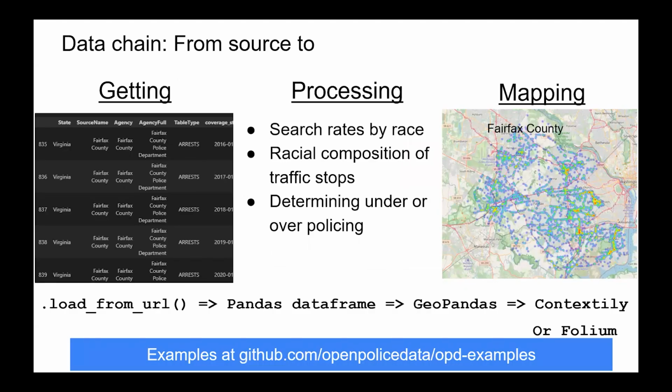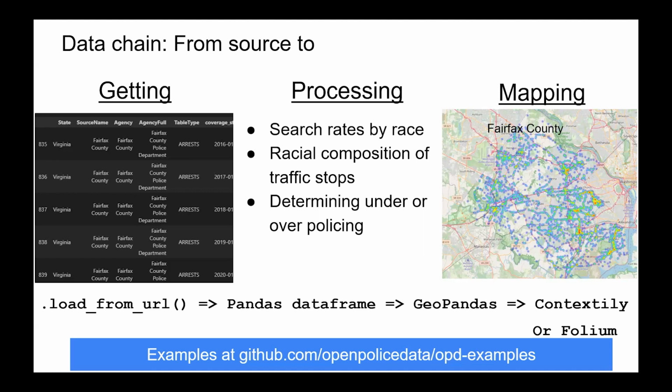So the basic data chain is a three-step process, and the first is getting the data. Normally you just need to use the load from URL command to obtain data from multiple community data sources. And it's obtaining the data directly from the community-provided data source. It's not caching it. So it reaches out and you can grab it with one command. The processing is then done by the researcher or advocate, depending on whatever research question they're trying to answer.